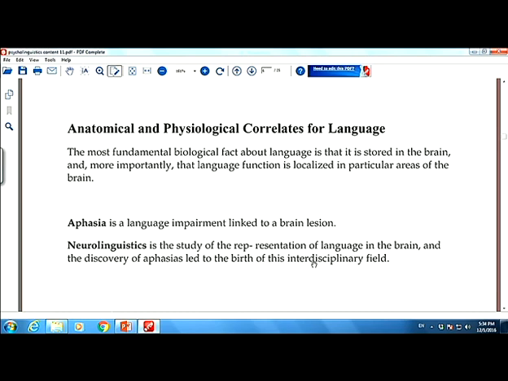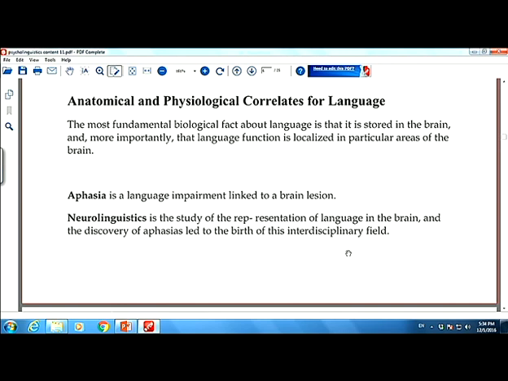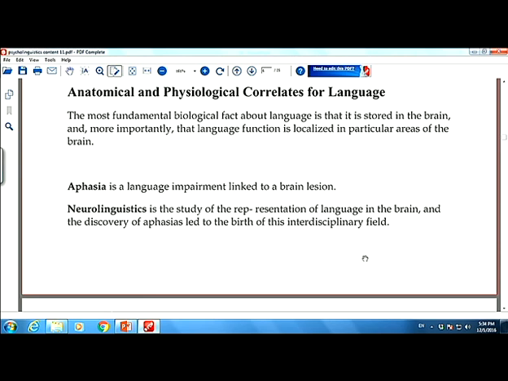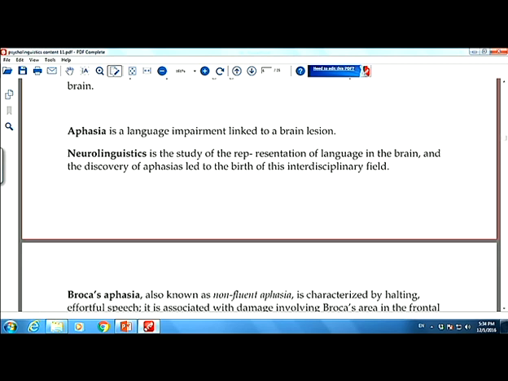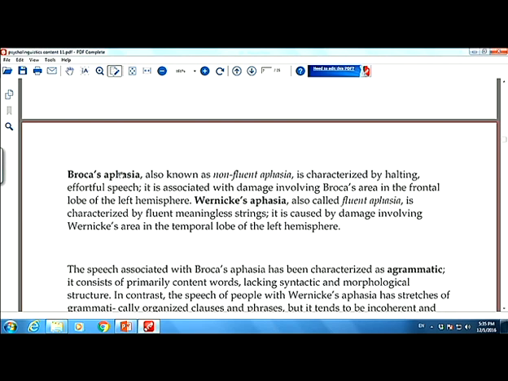Then anatomical and physiological correlates for language. We have some definitions. Aphasia. If you remember last week, we talked about that. So it's a language impairment that is linked to a brain lesion. Then we have a definition of neurolinguistics. This is also important. We need to memorize it. Then we have the distinction between Broca's area and Wernicke's area. We talked about that a lot.